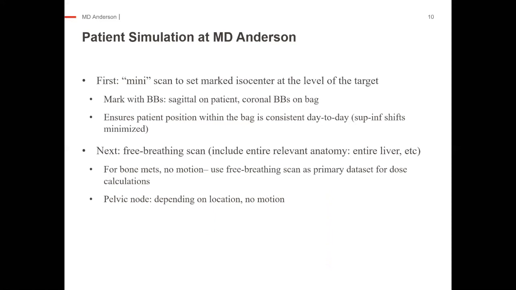So we go in the room and mark with the BBs and on the bag. This ensures patient position within the bag is consistent day to day. Minimize that sup to inf shift.